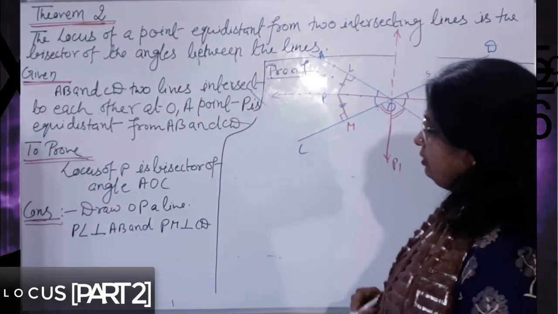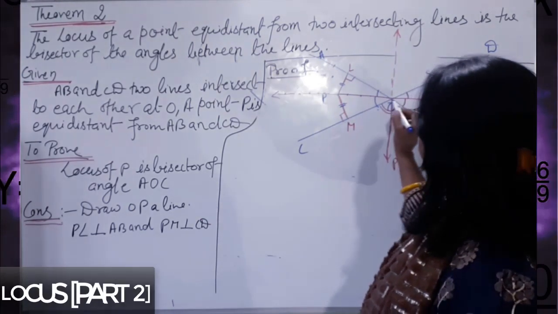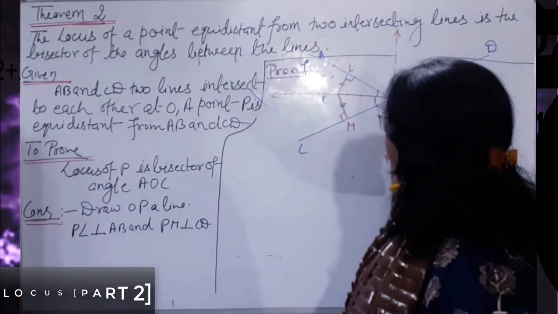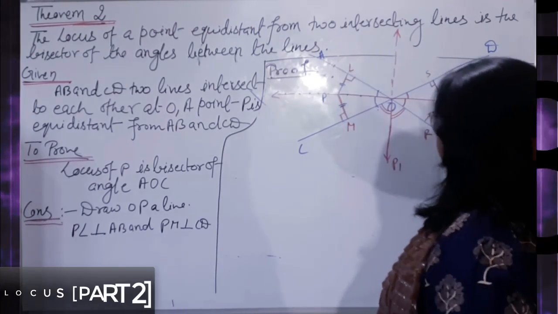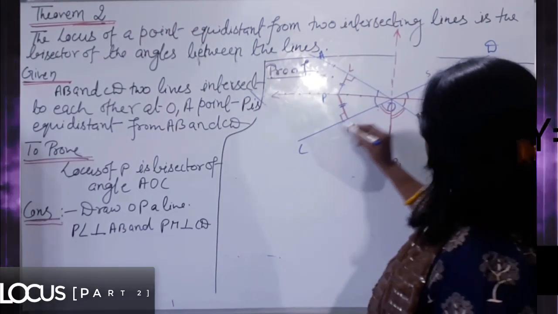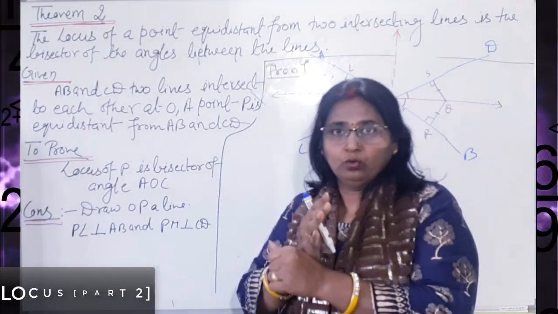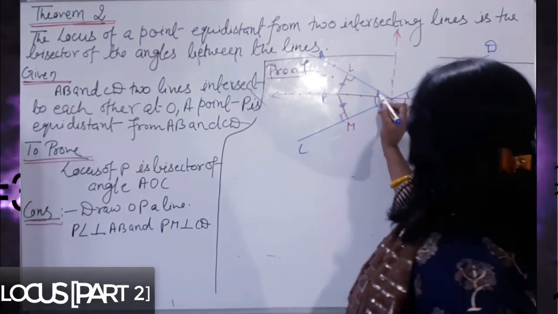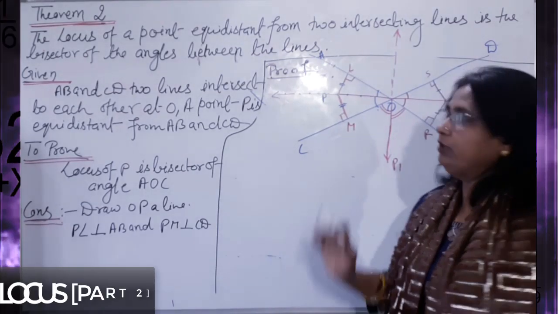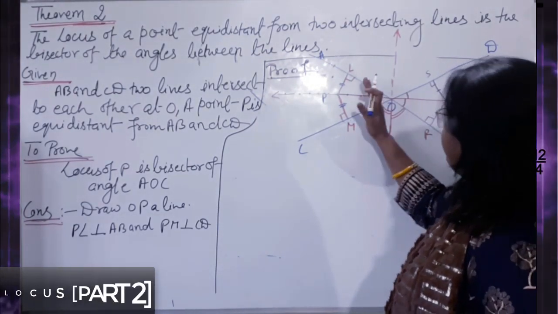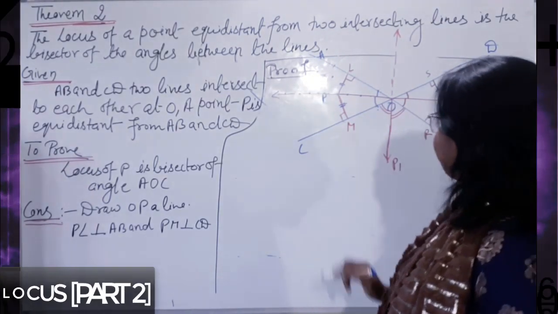Now the construction: draw OP, that means join OP by a line, and PL perpendicular to the first line and PM perpendicular to the second line, which intersect each other at point O. Now we will prove this angle is equal to this angle, and this angle is equal to this angle. If we prove one side, the other you can understand likewise.